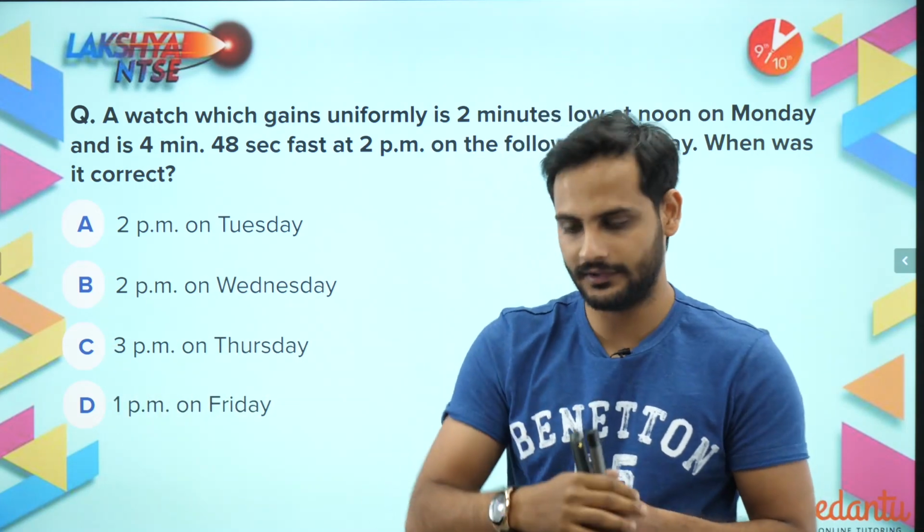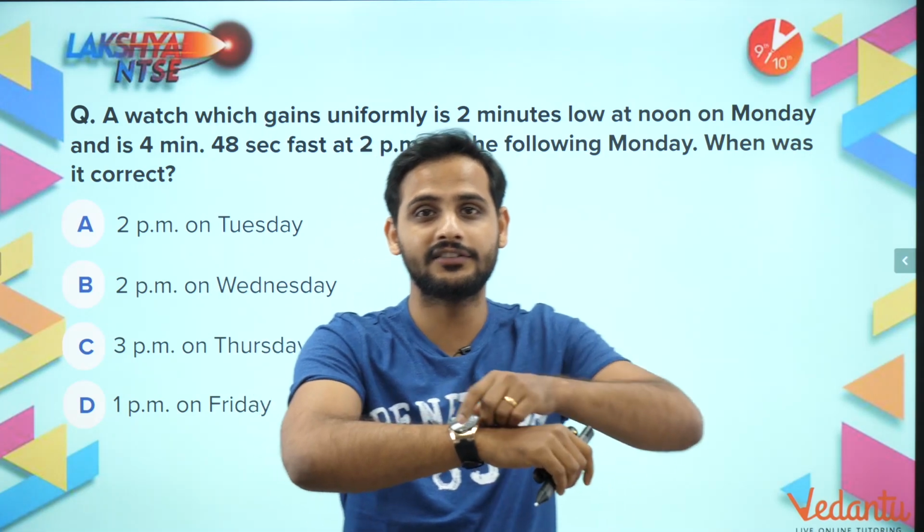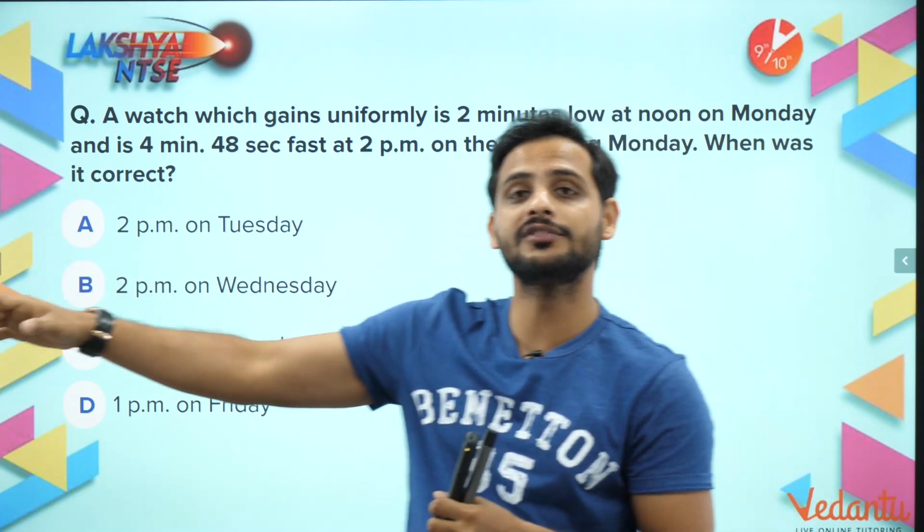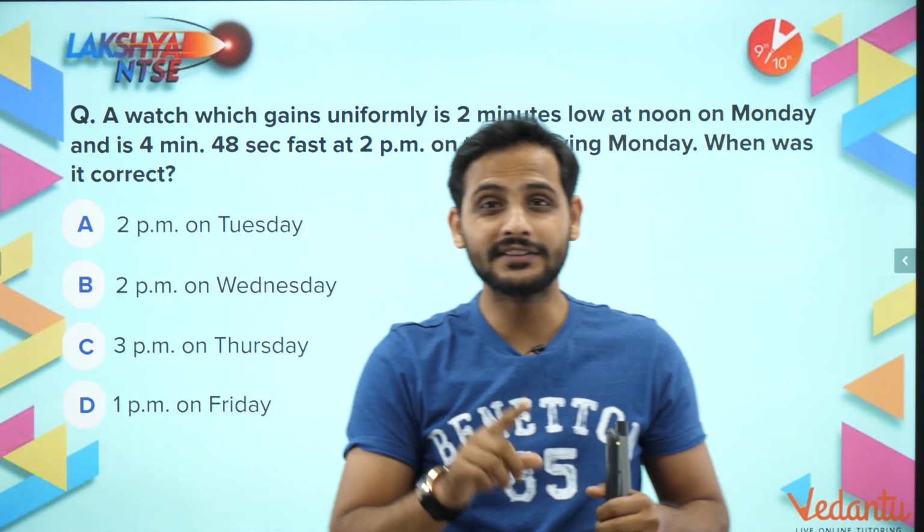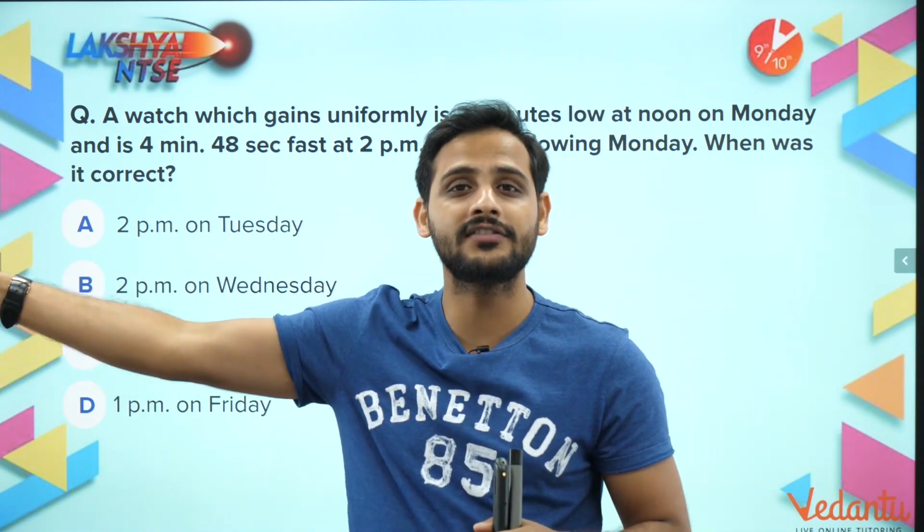Now let's take the other case. My watch, which is correct, is moving 60 minutes. The other watch is moving 62 minutes. So in this case, that watch is moving fast. So that watch is called a fast watch, or the watch is gaining.